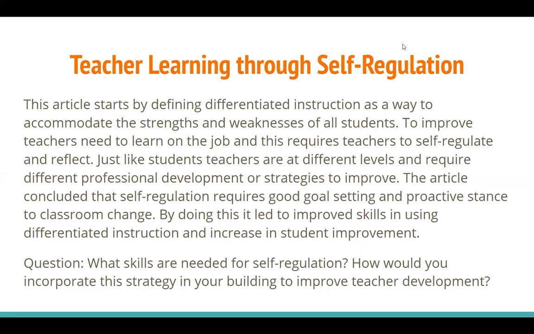The next article that we looked at was Teacher Learning Through Self-Regulation. Differentiation is defined in this article as the accommodation for the strengths and weaknesses of all students. To improve, teachers require self-regulation and learning on the job. Teachers, like students, have different levels of learning and require different professional development or strategies to improve. This article concluded that self-regulation requires good goal setting and a proactive stance to classroom changes. This will lead to improved skills in differentiation and increased student improvement. The question for this article is, what skills are needed for self-regulation? How would you incorporate this strategy in your building to improve teacher development?